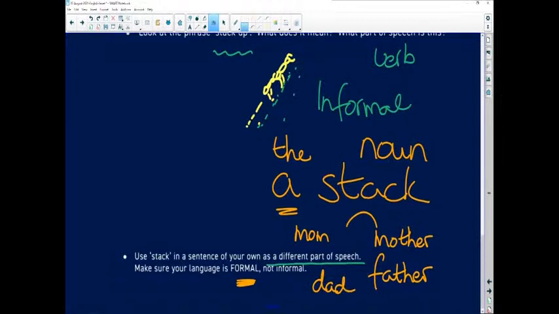They do it this way. Here's mom, make it formal. Here's dad, make it formal. And if you're writing about Hamlet, please don't say, Hamlet's dad has been murdered. Please say Hamlet's father. Remember, you're trying to use that more formal English, especially in literature.